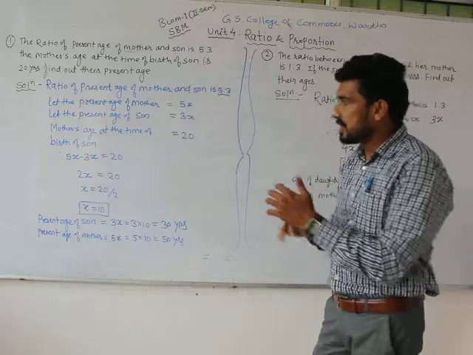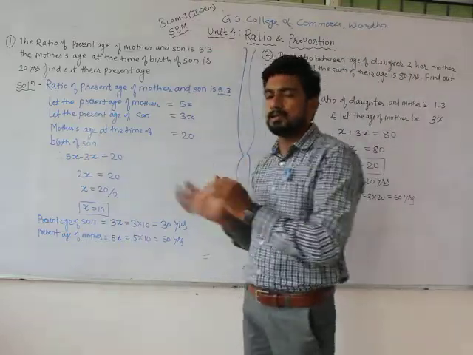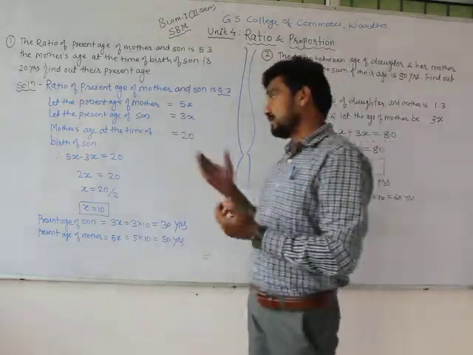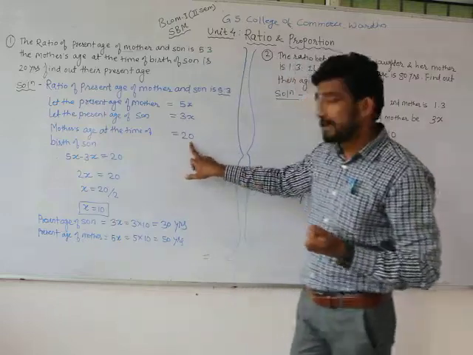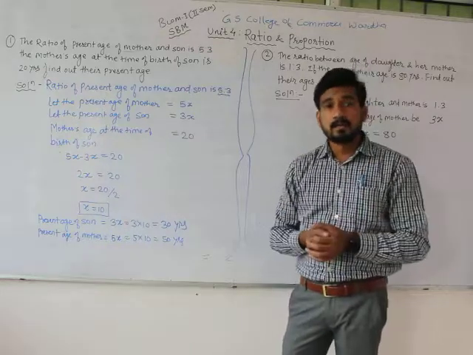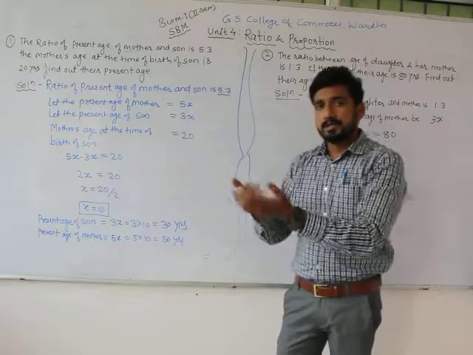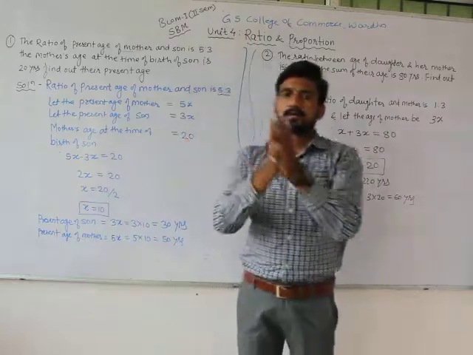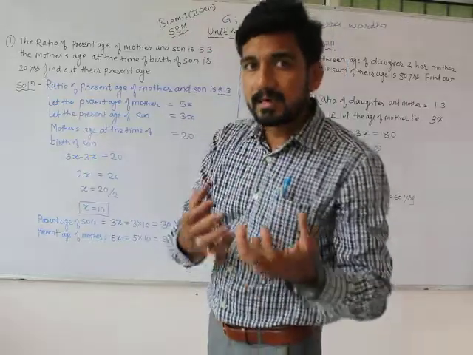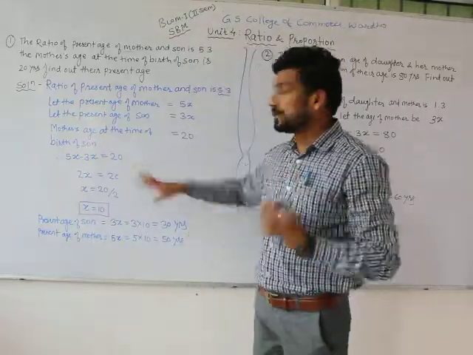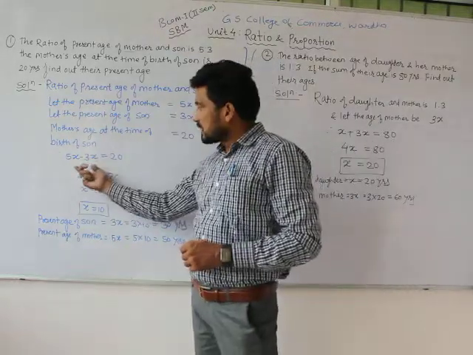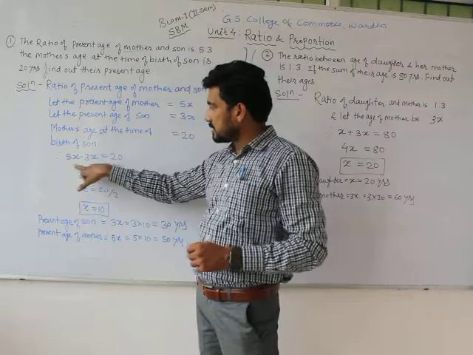Now the mother's age at the time of birth of the son is 20 years. At the birth of the son, the mother's age at that time was 20 years. This information was already given in the problem. So what will our equation be? At that time, that is, when the child was born, the age of his mother was 20 years. So we have to present that data in an equation. The equation will be 5x minus 3x equals 20, because at the time of birth of the son, the age of the mother is 20.